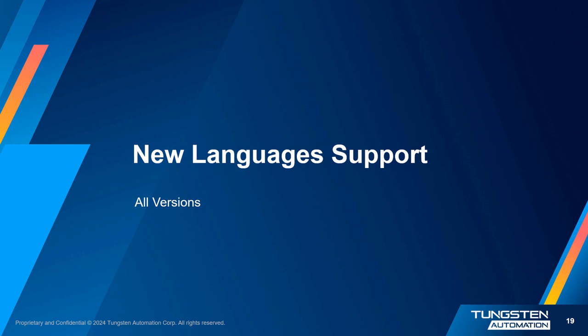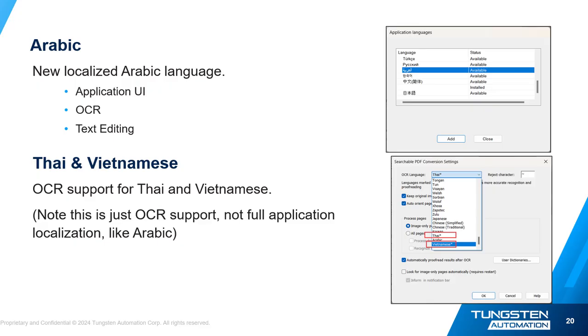Tungsten Automation continuously improves the OCR which is built into Power PDF. These OCR improvements usually improve the quality of the conversion of files when we convert PDF files to editable file formats. With the version 5.1 release, the OCR engine has got a major enhancement and two new languages support have been added. Arabic OCR is added, and Arabic is also added as full localized support which includes OCR plus application interface, and locally for our region, Thai and Vietnamese OCR has also been added into Power PDF.